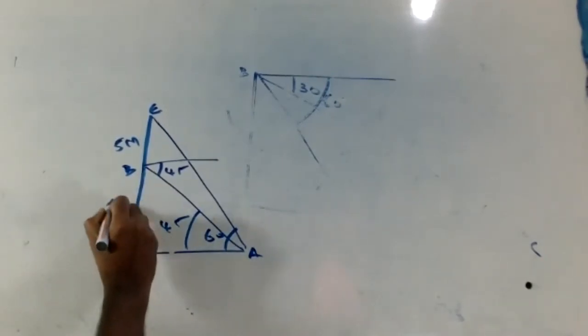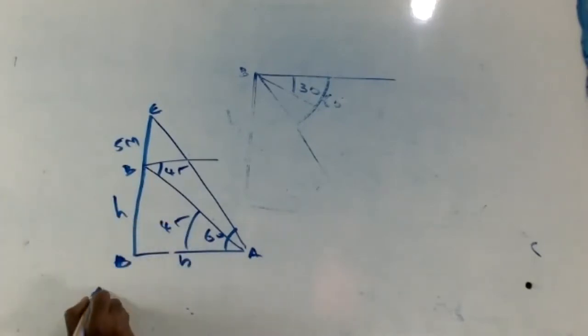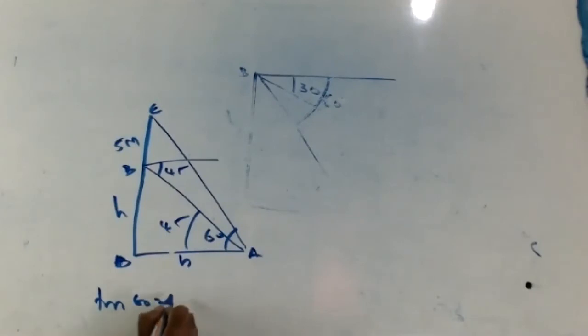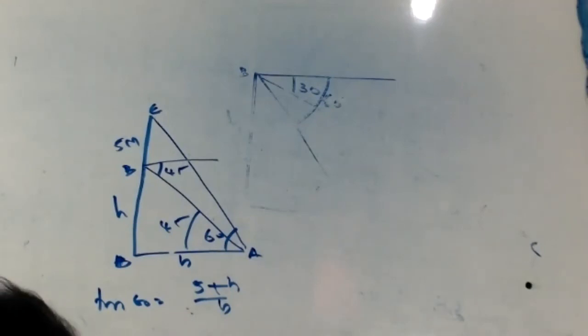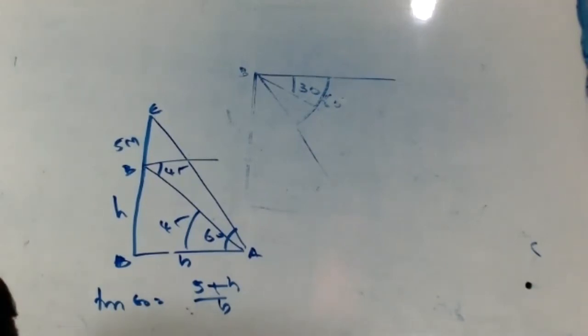Okay, this is H. This is also H. Why? Tan 45. So tan 60 equal to 5 plus H divided by H. You simplify, you will get the answer. Answer is, with 1.73, 6.82 meter. Okay, this is enough today. So very few questions only. Make sure you do all this before the next class.